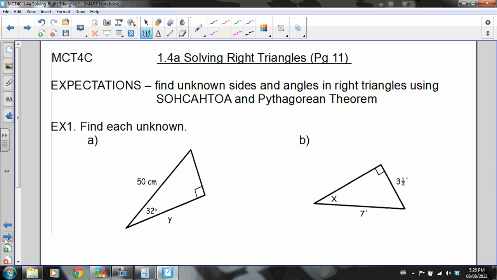The expectations are to find unknown sides and angles in right triangles using SOHCAHTOA and the Pythagorean theorem. This is lesson 1.4a. There's actually 2 days on this section because there's some problems to solve. This is sort of like the more routine stuff, and then tomorrow we're working on problems.